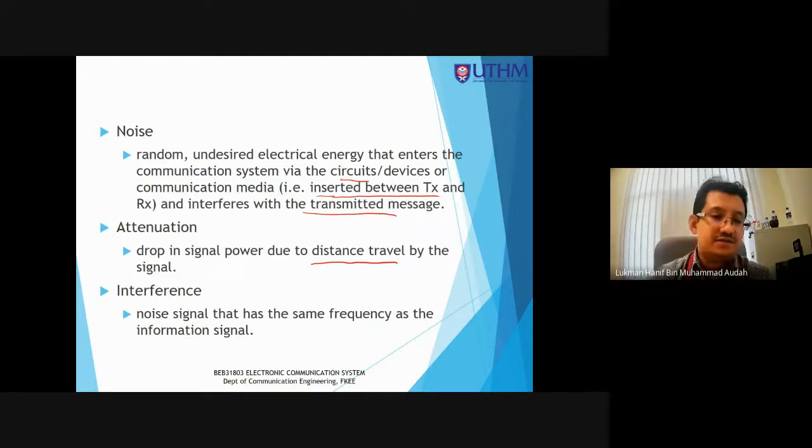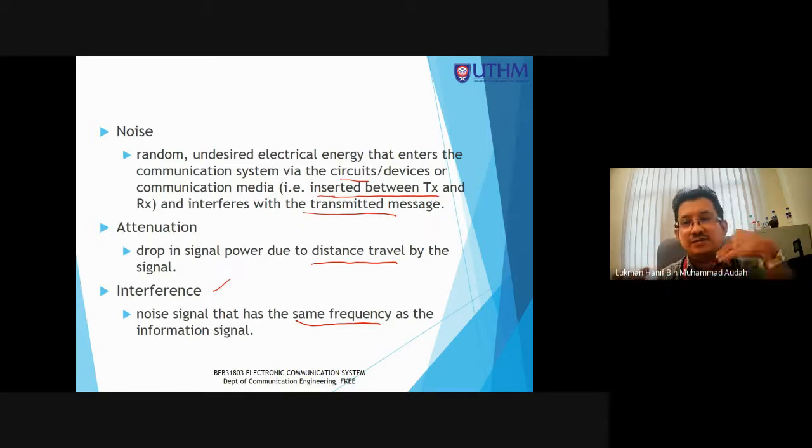Okay. And then interference. Interference is also part of noise. Dia juga sebahagian daripada noise. But it is a noise signal that has the same frequency as the information signal. Okay, interference is also a noise, but it is a noise that has the same frequency as our signal. Okay, jika ada dua signal yang mempunyai frekuensi yang sama, maka kita panggil sebagai berlakunya interference.